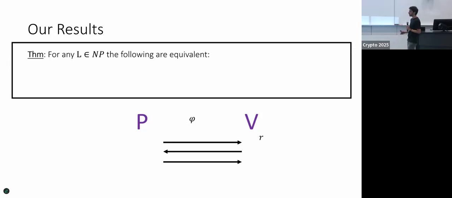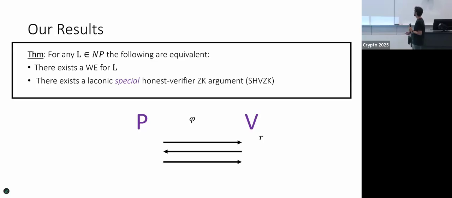So we showed that for every language L in NP, the following are equivalent. One, there is a witness encryption for L. And two, there exists a laconic special honest verifier zero knowledge argument for the language L. So, modulo this special, which I will explain in a second, we basically showed that if you want to construct an honest verifier zero knowledge argument for a language L, you must assume that this language has a witness encryption. But this special makes the result weaker.